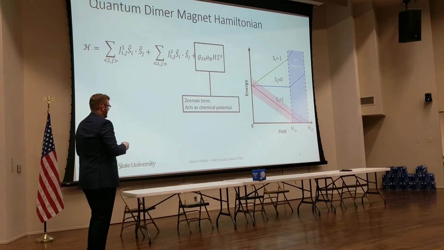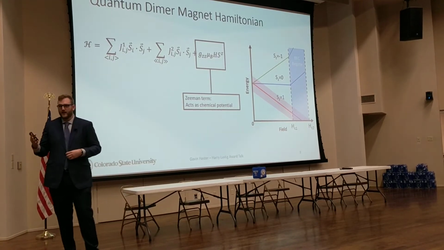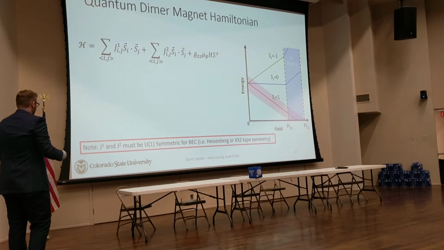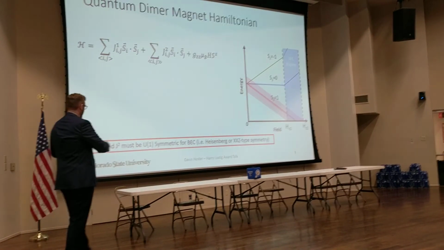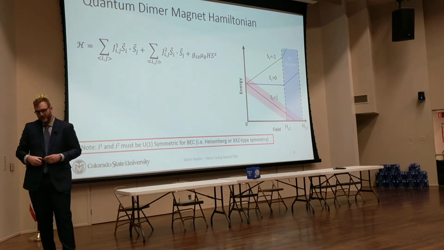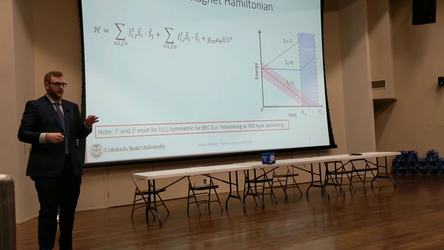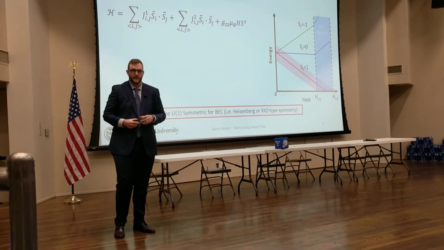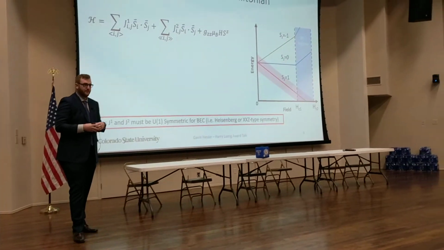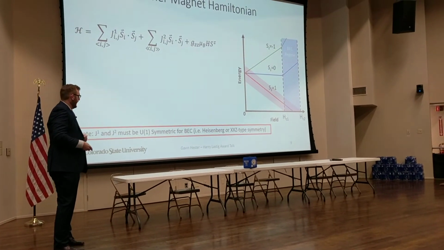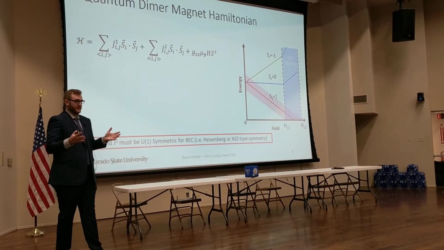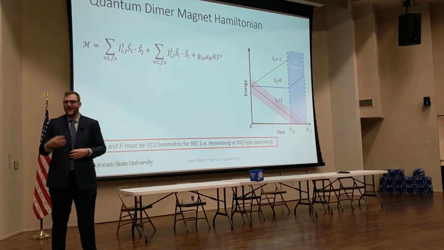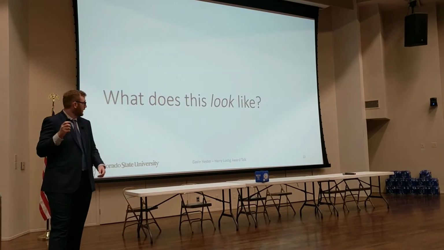Finally, we have this last term, which is the Zeeman term. It's a magnetic field term. It acts as the chemical potential of the Bose-Einstein condensate. And before I move off of this, a very important fact about these systems is that J1 and J2, those two exchange interactions, must be U(1) symmetric in order to form a Bose-Einstein condensate. If you're not familiar with U(1) symmetry, it's just the symmetry of a circle. These two exchange interactions must have that symmetry. If you're familiar with magnetism language, we would call it Heisenberg or XXZ type exchange symmetry.